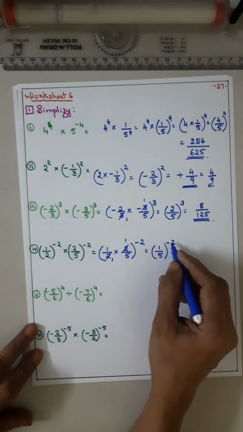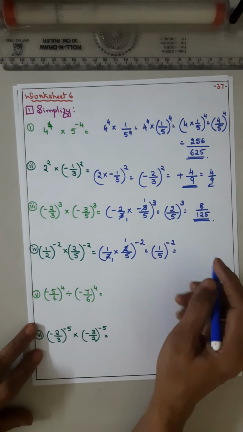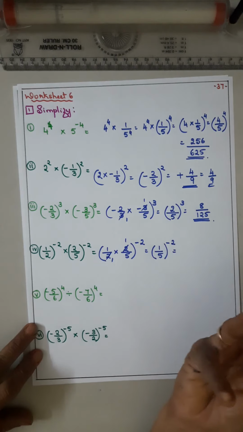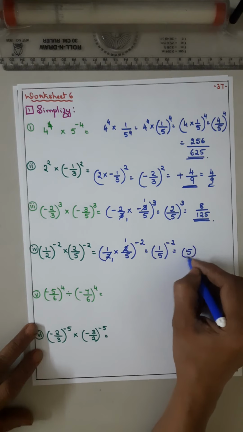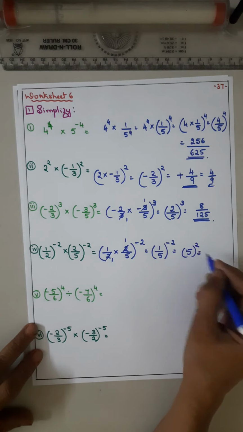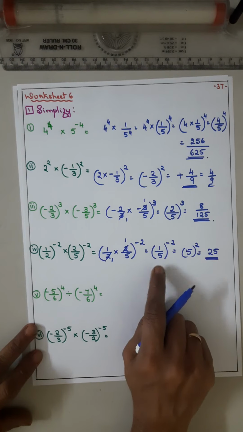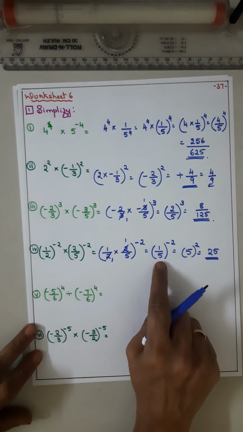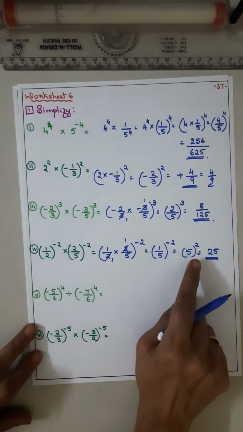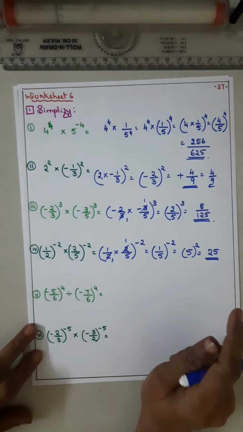अभी पावर नेगेटिव है तो रेसिप्रोकल लिखने का है ना. So 1 by 5 का रेसिप्रोकल क्या है? 5. And ये बनेगा पॉजिटिव. So 5 square is how much? 25. Understood this one? So 1 by 5 with negative minus 2, you have to write the reciprocal of 1 by 5, that is 5, and this negative power becomes positive.